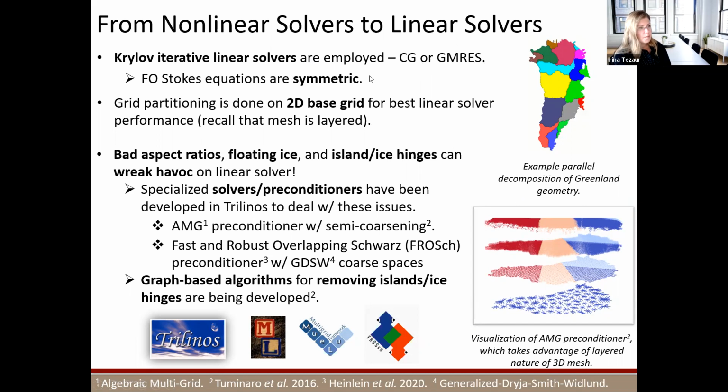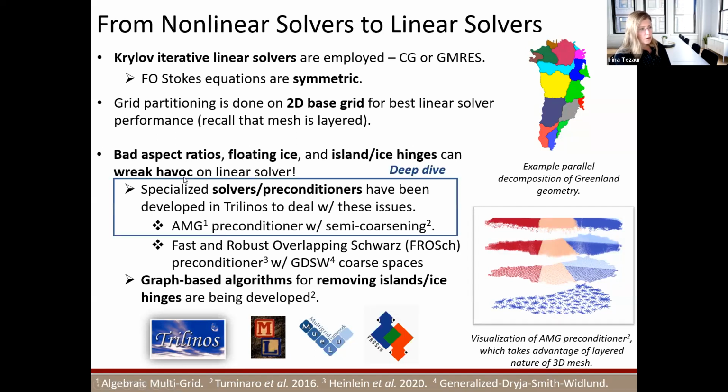And for the linear solves, there are really a lot of things that cause problems for these land ice problems. The bad aspect ratios are one of these problems. I'll talk more about that in the next slide. The floating ice is another problem, as it turns out. You could have certain islands and ice hinges that form that can also give rise to local singularities for your linear solver. And so we've done a lot of algorithmic work in trying to deal with these issues and come up with robust solves.